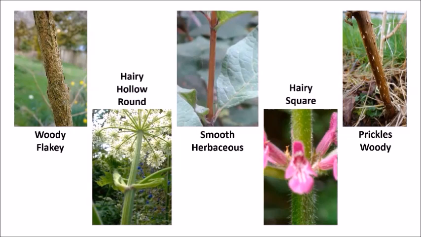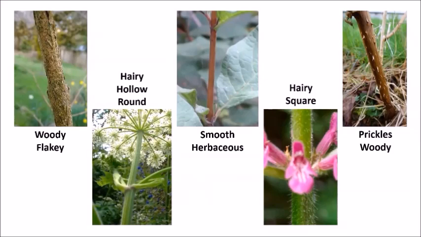Let's see what else. Smooth. There's also waxy. Some plants have a kind of waxy texture. And then another thing is to look at what accessories the stem has. There are three types of accessories: thorns, prickles, or spines.